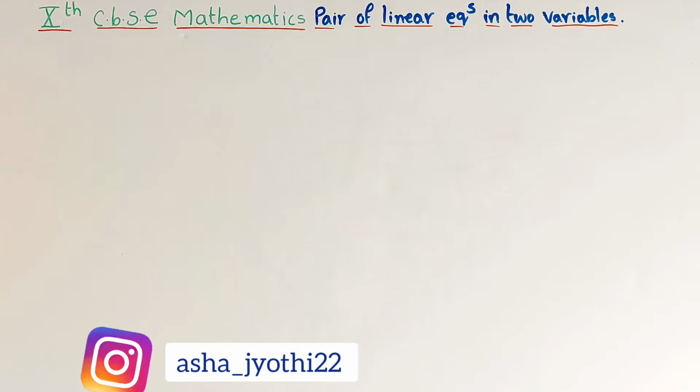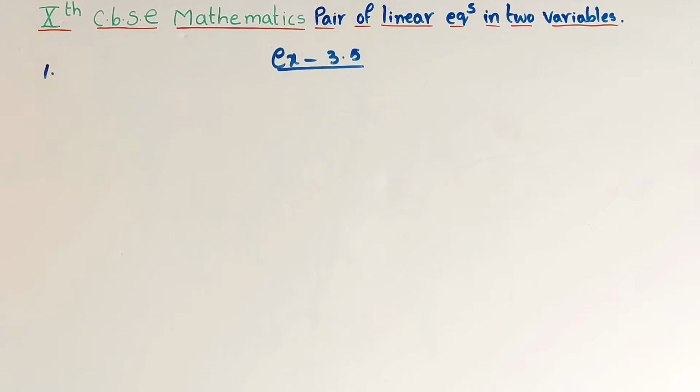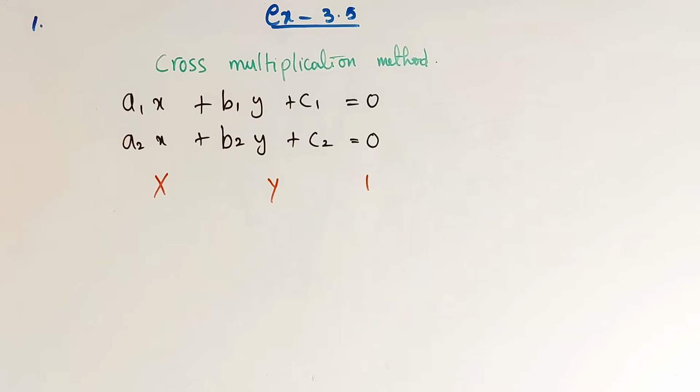We are learning 10th standard CBSE Mathematics, Chapter 3, Pair of Linear Equations in Two Variables. Let us start exercise 3.5, children. First question: which of the following pairs of linear equations has a unique solution, no solution, or infinitely many solutions? In case there is a unique solution, find it by using the cross multiplication method. We have already learned the cross multiplication method in our previous videos, children. We'll just revise it once again.